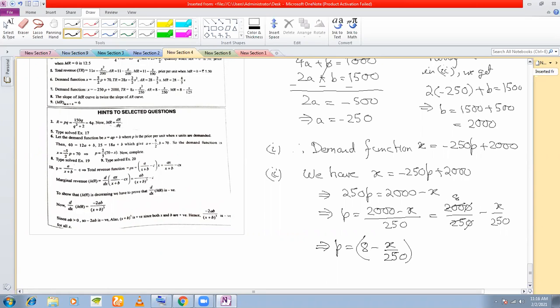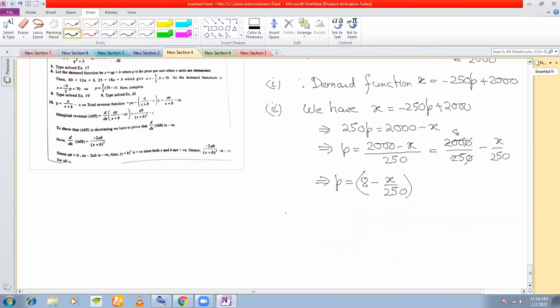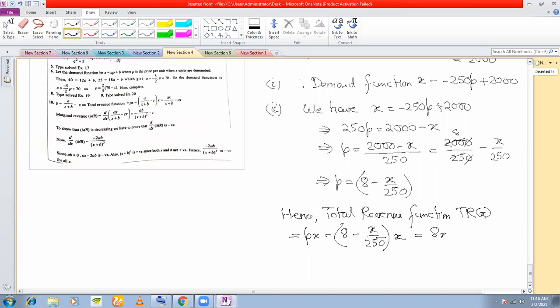So what is the total revenue function? P into X. Hence, total revenue function R of X is equal to PX is equal to 8 minus X by 250 into X, right? Which is equal to 8X minus X square by 250. This is your total revenue function. Okay.